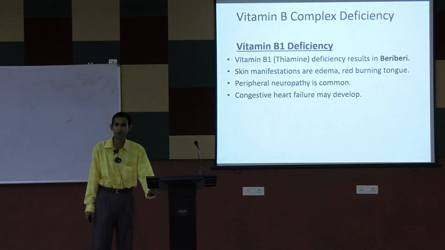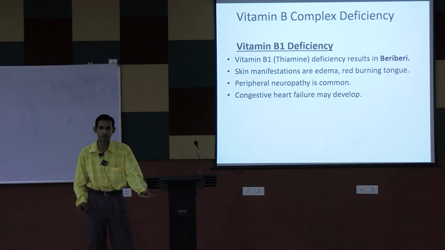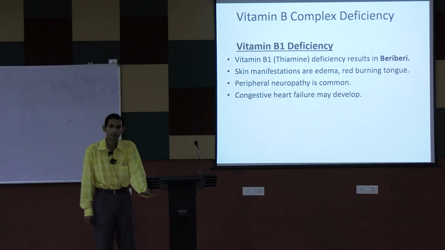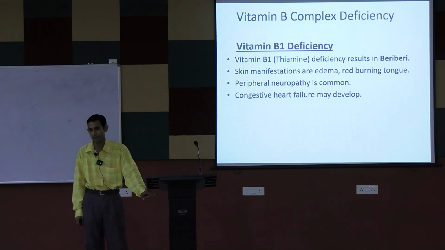Now coming to vitamin B complex deficiency. In the vitamin B complex, several B vitamins are present. That is B1, B2, B3, B6, B12, biotin. These are usually the B complex vitamins. Most important is B1 deficiency. That is first. B1 is also known as thiamine.